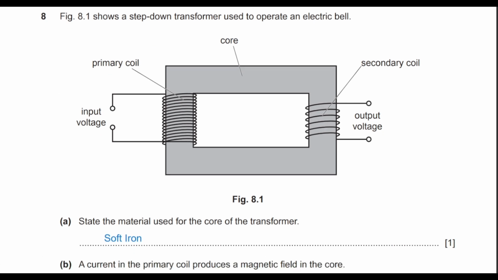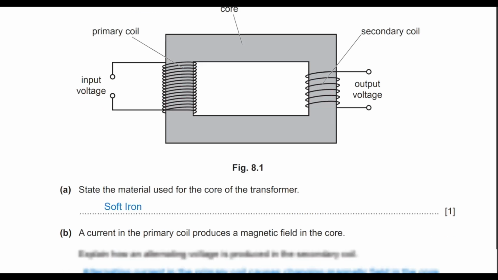Question number 8 is from transformers. He says that the primary coil and we have a secondary coil. We can guess just by looking at this that it is going to be a step-down transformer, although he mentions that, but we can guess it ourselves as well, because the number of turns on the primary are much greater than the number of turns on the secondary. So definitely the voltage is being reduced on the output. So it's a step-down transformer.